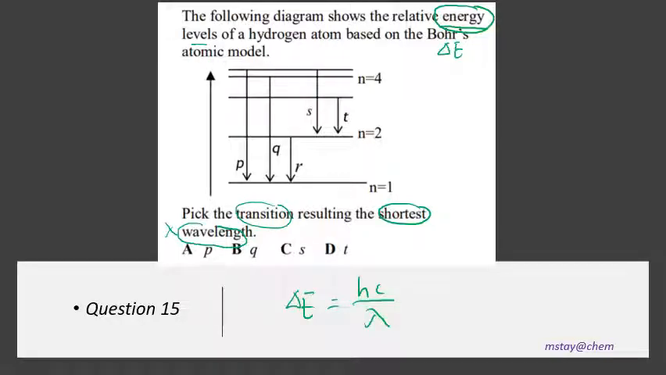From this statement, if we want the shortest wavelength, it means that the change of the energy should be the greatest. So when we look at here, the greatest energy change is the P. So the answer is A.